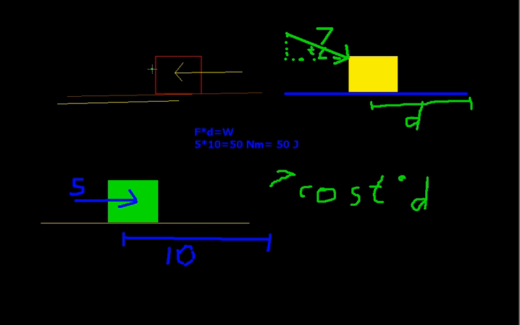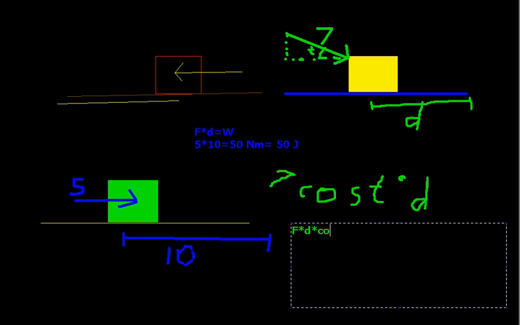So if we replaced 7 with just force, we end up getting that the force times the distance times the cosine of t gives us the work done. And it's kind of like two conflicting definitions, but it's really not. And it should make sense, and I'll show you why.